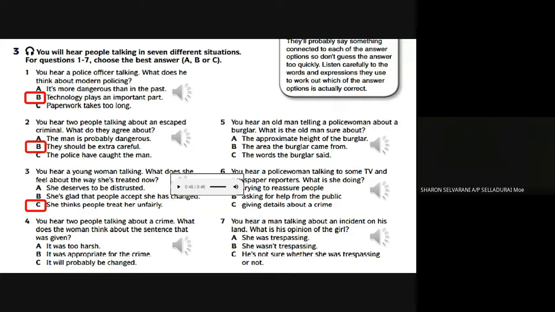What does the woman think about the sentence that was given? Okay, it was too harsh. It was appropriate for the crime. It will probably be changed. All right, so let's listen.